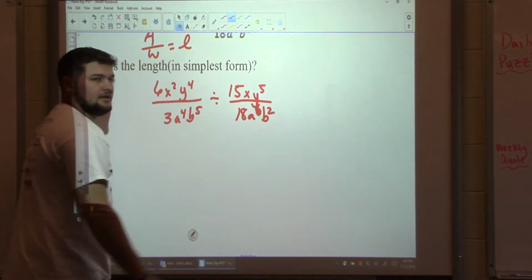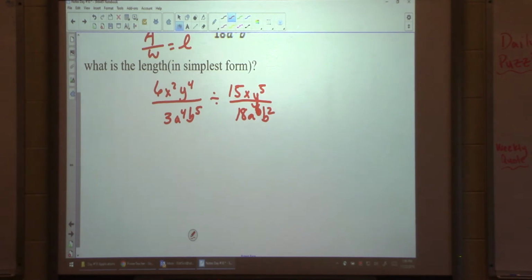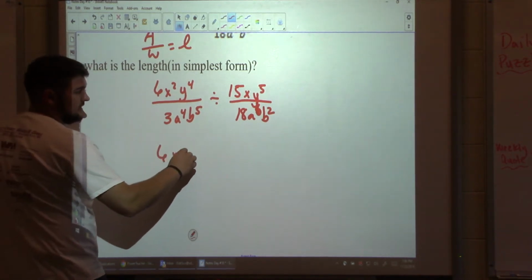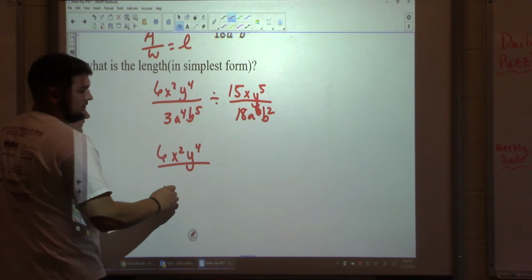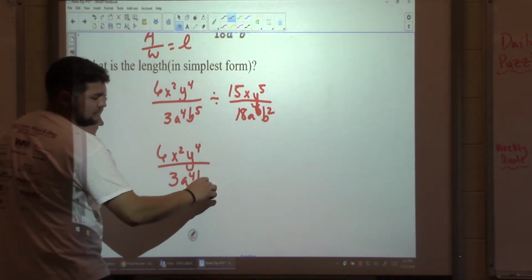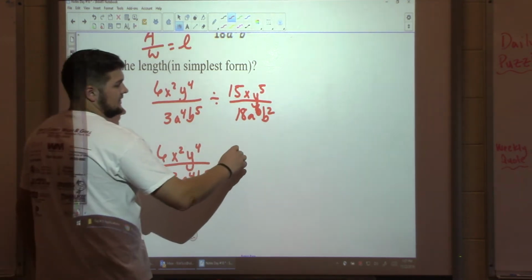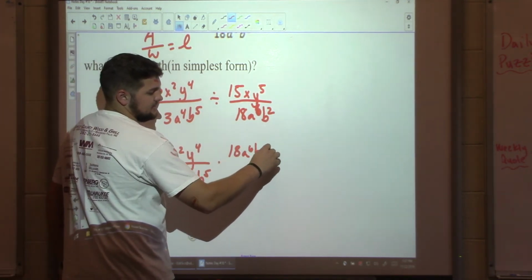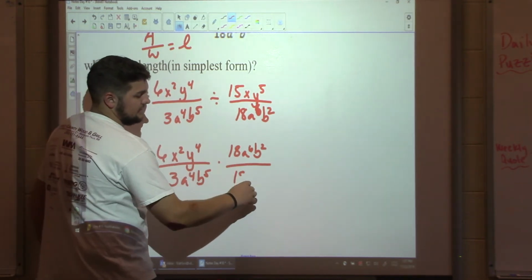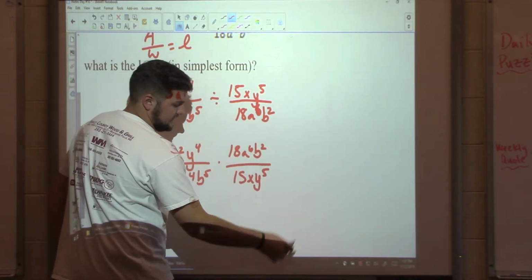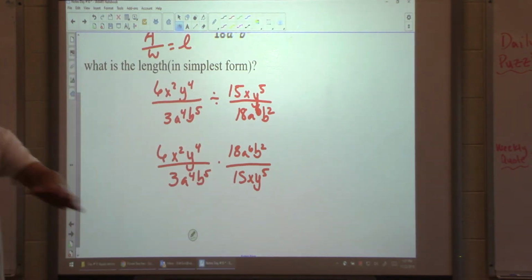AJ, do I divide by fractions? No, you have to put the numerator and denominator. Of which fraction? The second one. Good. We multiply by the reciprocal. So 6x squared y to the 4th over 3a to the 4th b to the 5th times, keep, change, flip, the reciprocal: 18 a to the 6th b squared over 15x y to the 5th. Alright, I've changed to multiplication.